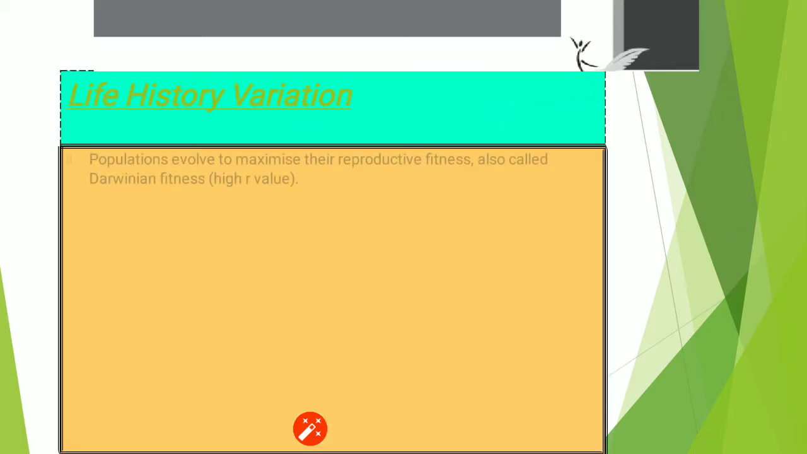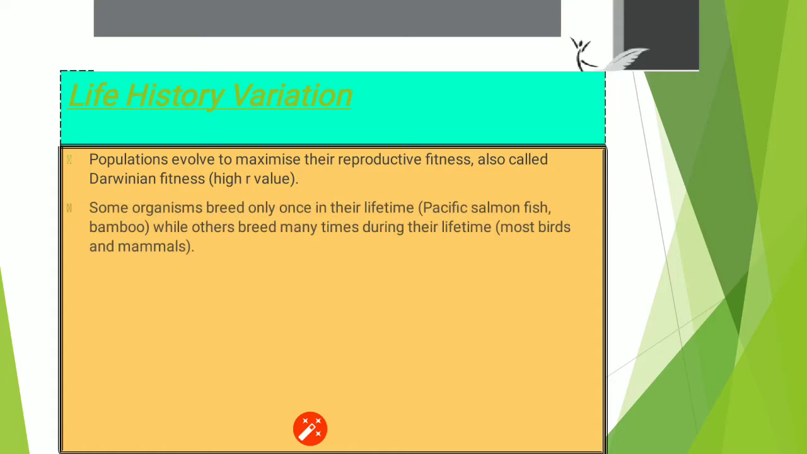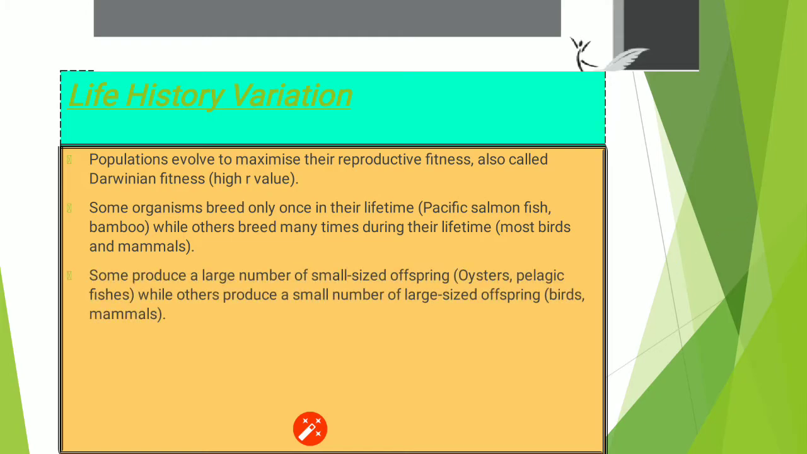Now about the life history variation. Populations evolve to maximize their reproductive fitness, also called Darwinian fitness. Some organisms breed only once in their lifetime, like Pacific salmon fish and bamboo, while others breed many times during their lifetime, like mammals and most of the birds. Some produce a large number of small-sized offspring, while the others produce a small number of large-sized offspring.